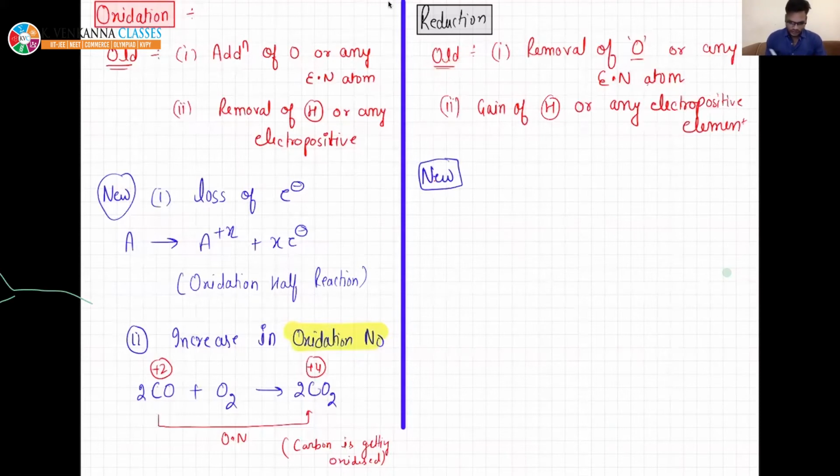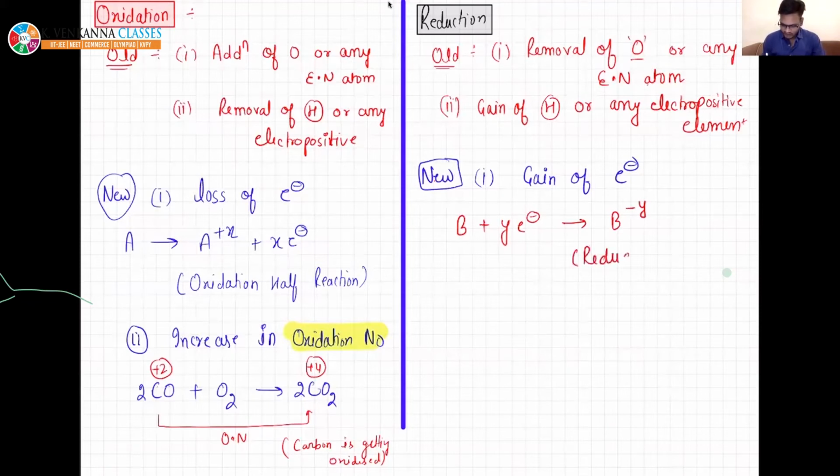Right? The new one is gain of electron. If you see any process in which gain is taking place, let's say there is B and it is accepting Y electrons and getting converted into B to the power minus Y, right? So this will be known as reduction half reaction. As it also involves electrons, that is why it is half.